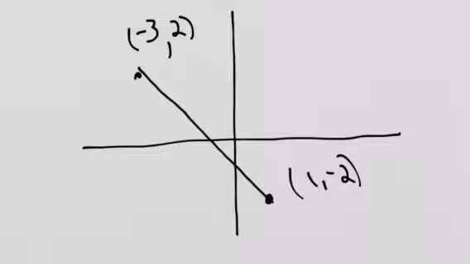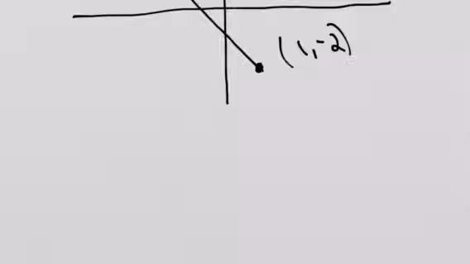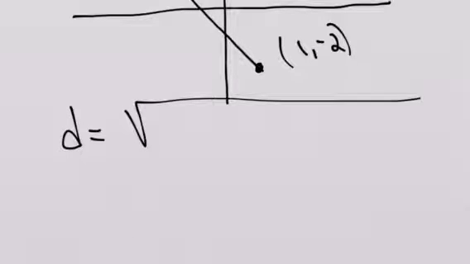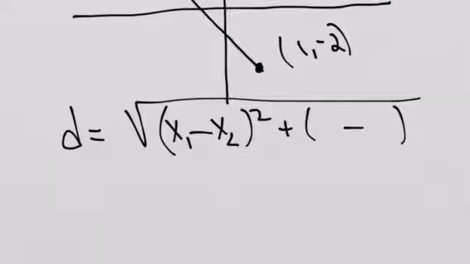And we will learn that using the distance formula, which goes like so. D equals, we're going to have x sub 1 minus x sub 2, and then we're going to square that. And to that we will add y sub 1 minus y sub 2.